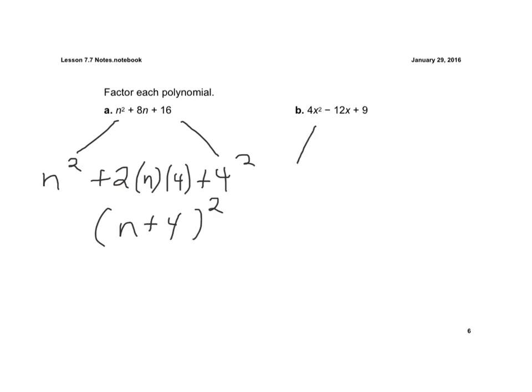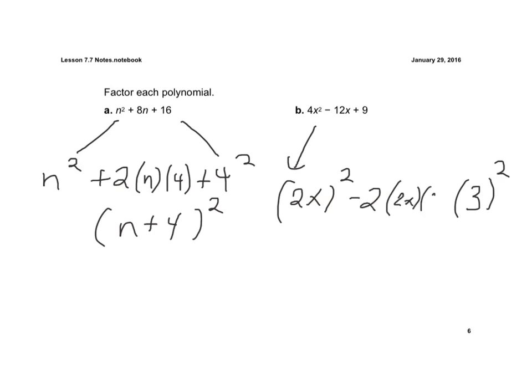This one, 4x squared is a perfect square because that's 2x all to the second. 9 is a perfect square because that's a perfect square of 3. And so now I have to check, is this 2 times the first term times that last term? And 2 times 2 is 4 times 3 is 12. So it works. So now it's 2x, and because this term was negative, minus 3 all to the second power. So a little bit more to special or perfect square trinomials than difference of 2 squares.